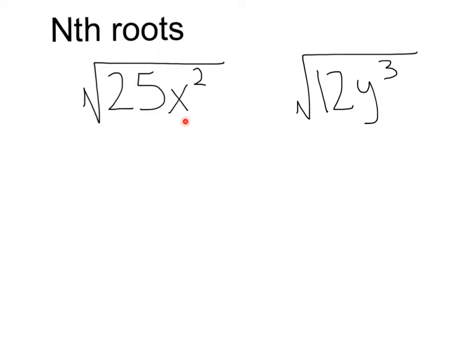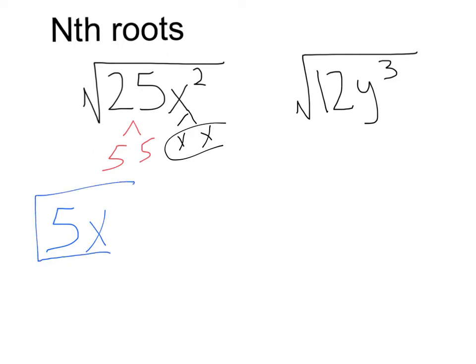Now here we have the square root of 25x squared. We know that 25 is equivalent to 5 times 5, or 5 squared. So we know we can pull out a 5. And we've got this x squared here. That's going to give us a pair of x's, two x's, which we know we can pull out. So the square root of 25x squared gives us 5x.